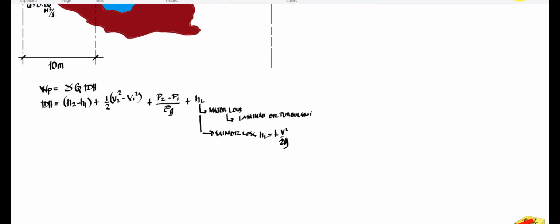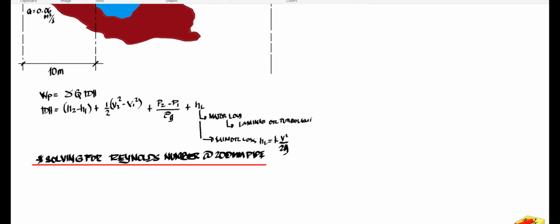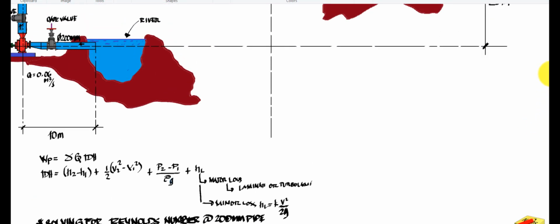Have your minor loss, which is your K. That will be the velocity squared over 2g, so 2 times the gravity. Now solving for the Reynolds number at the 200 mm pipe.